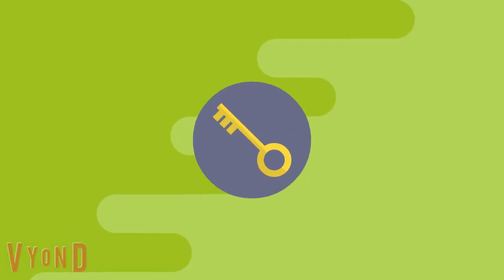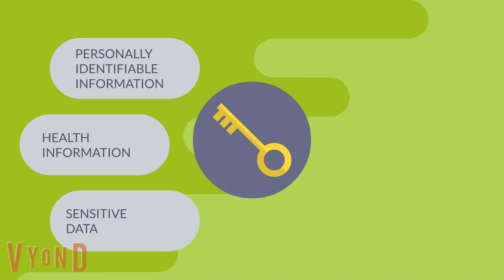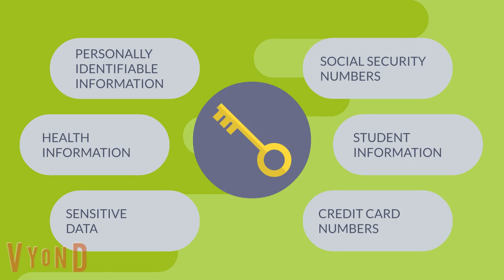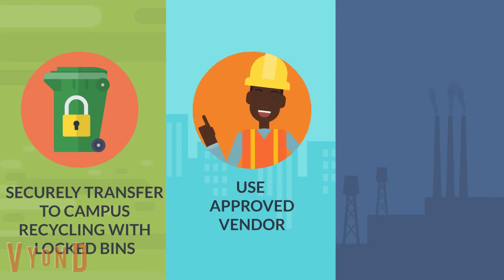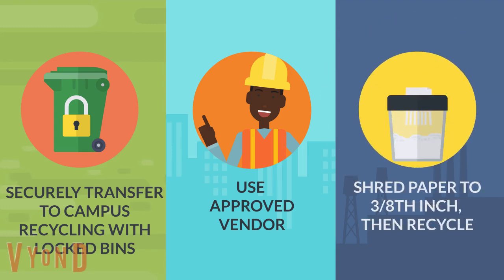Some records might have additional requirements for disposal if they contain personally identifiable information, health information, or other sensitive data, such as social security numbers, student-related information, or credit card numbers. Records with sensitive data must be disposed of using one of the following secure methods. Securely transfer materials to a campus recycling facility via monitored pickup or in a locked container for shredding. Work with an approved outside vendor to securely dispose of materials. Use a crosscut shredder to shred the materials to a maximum width of 3/8 of an inch.